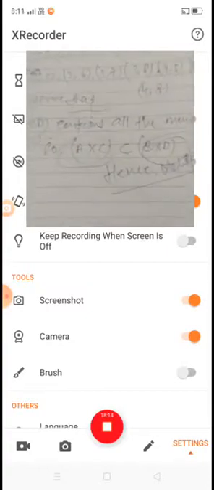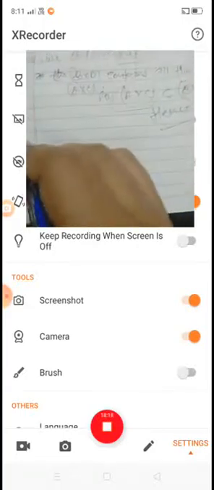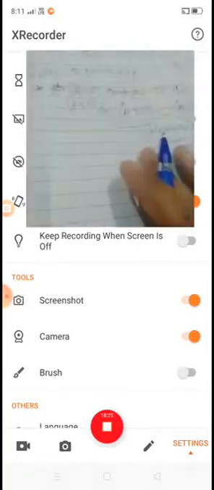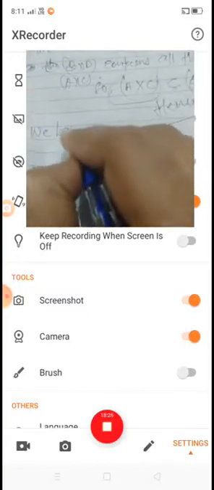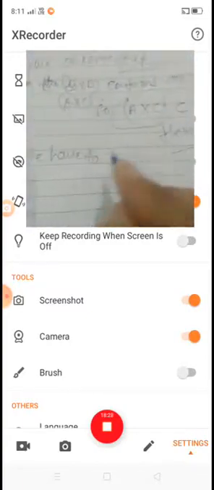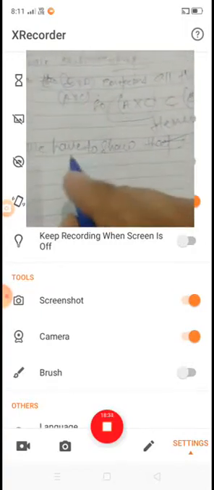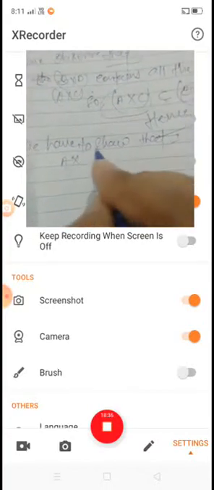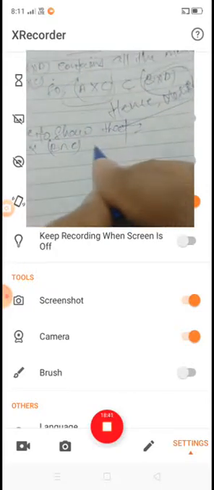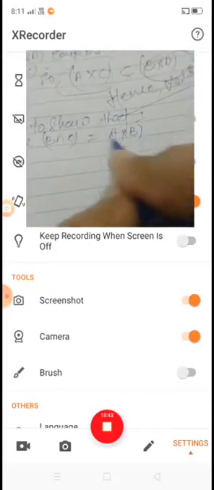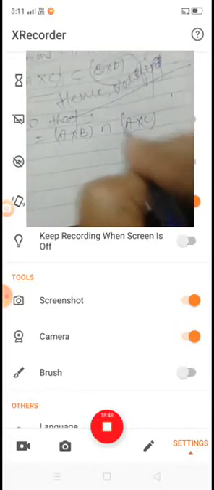Okay. Yes. Now we take the second result. In the second question, we have to show that A cross (B intersection C) is equal to (A cross B) intersection (A cross C). Okay.